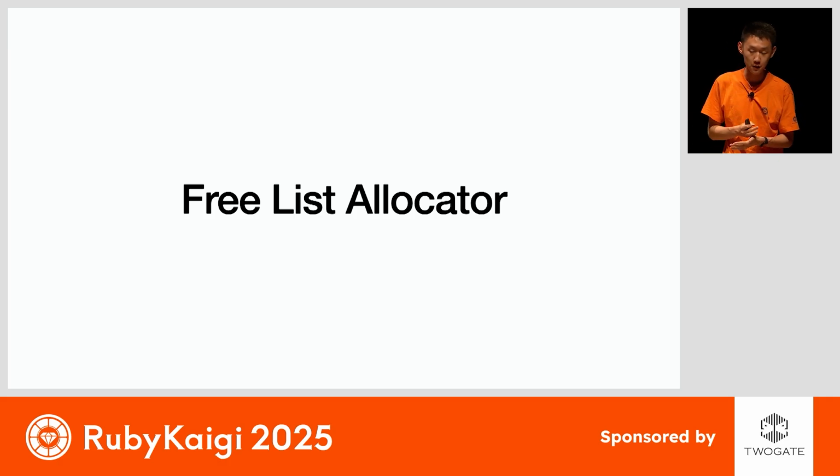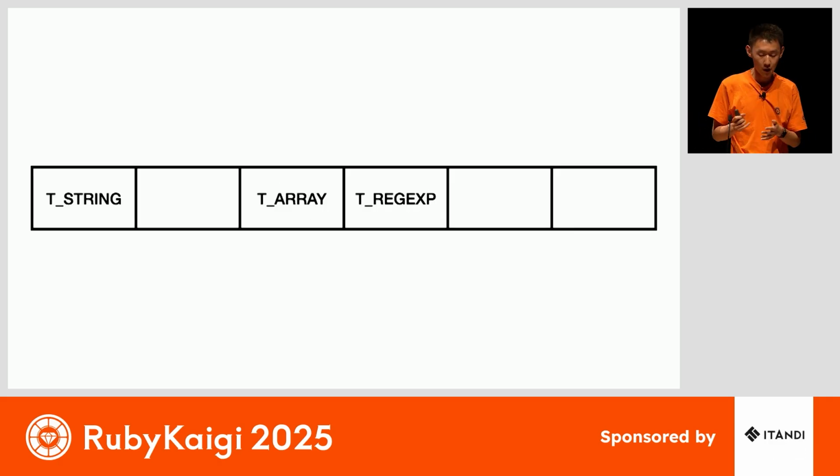And how the free list allocator works is very simple. It's just a linked list of empty memory that we can allocate into. For example, here we have a Ruby heap with space for 6 objects. We have 3 objects that are allocated here, which are of type string, array, and regular expression. And we have 3 empty slots here that we can allocate objects into.